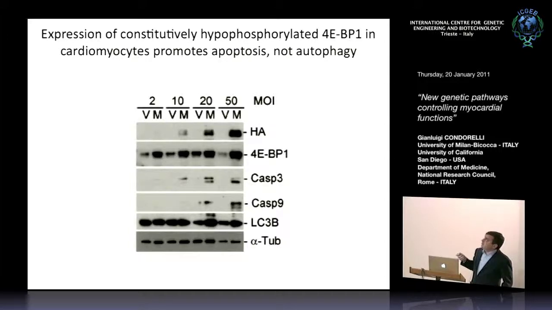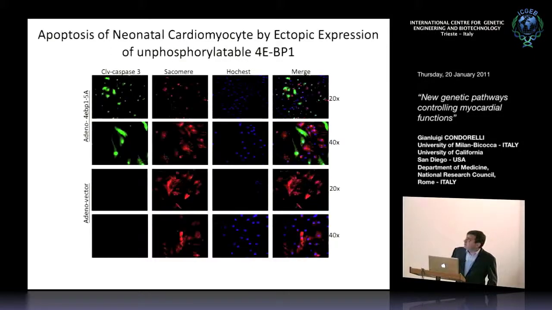If you do experiments in cardiac myocytes by overexpressing a form of hypophosphorylated, so non-phosphorylated, 4EBP1, there is an increase in the expression of caspase-3 and caspase-9, but no effect on autophagic genes. So that means that 4EBP1 is involved in apoptosis, but not in autophagy. These are the experiments using fluorescence, and we found that caspase-3 is increased in terms of fluorescence in these cells expressing non-phosphorylated 4EBP1. So it means that 4EBP1 has a pro-apoptotic effect.